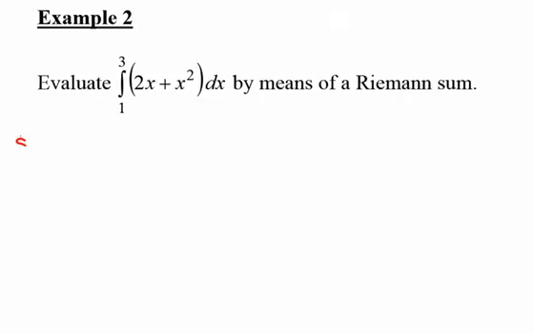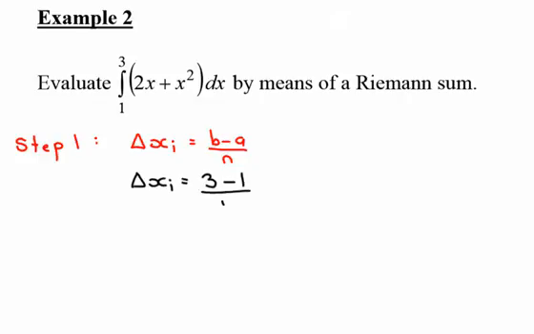Starting with our first step, step 1. Our first step is we want to find change in xi. Remember that that is b minus a over n. So our change in xi will be our upper bound, which in this case is 3, minus our lower bound, divided by n. So that's 2 over n.